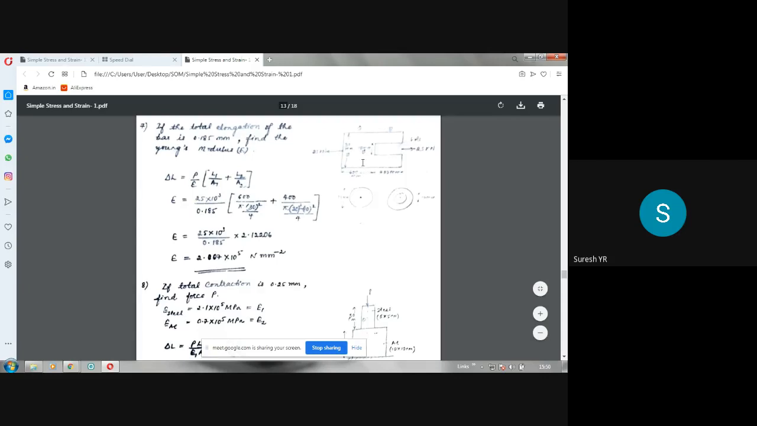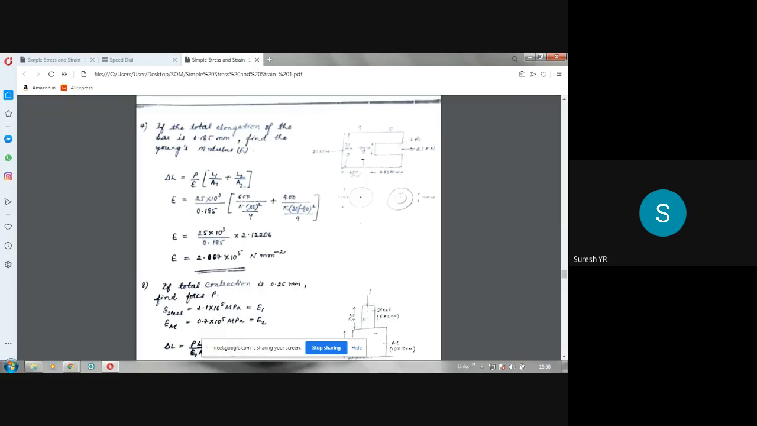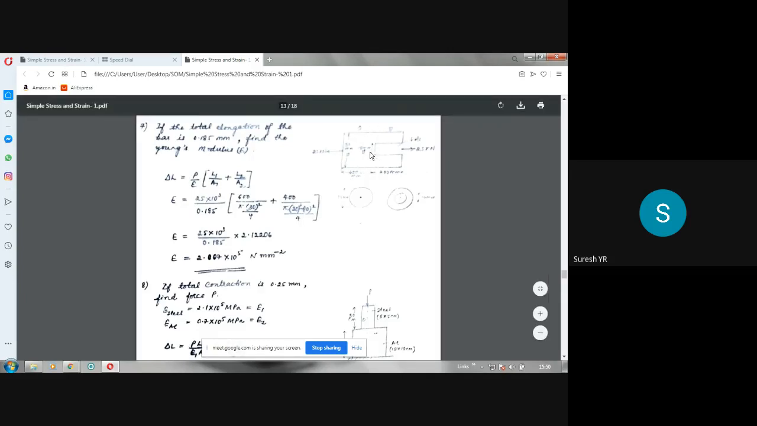So the importance of this problem is that there are two areas here. From here to here, for the first 600 mm length, the diameter is 30 mm, whereas for the remaining 400 mm, up to 1000 mm, the area is different. It is a hollow sectional area because a hole is drilled here. So we have to calculate the areas here and here separately. From here to here, the cross sectional area is different. From here to here, the area of the bar is pi d square by 4, that is pi into 30 square by 4.